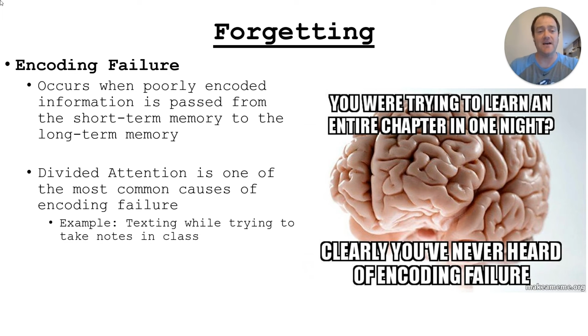So when we forget, there's a lot of different ways that we can have encoding failure. In other words, encoding failure is a way that we forget information. What that means is that we don't put enough effort in, or we don't encode the information correctly from short-term to long-term. Divided attention is a very common one.